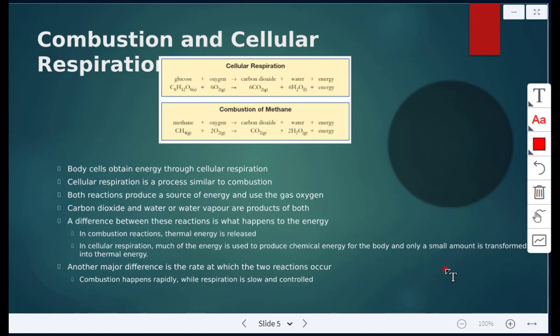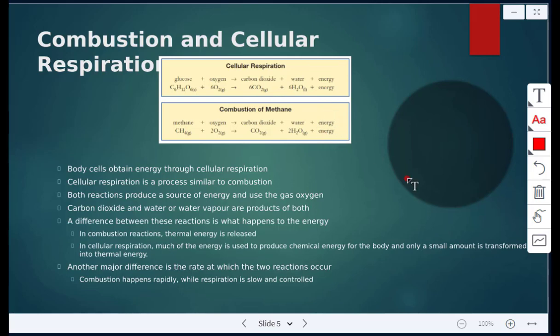Next is the similarities and differences between cellular respiration and combustion. In this example, it's showing combustion of methane, and then we're seeing the top equation here for cellular respiration. Body cells get their energy from the process of cellular respiration, and it is a similar process to combustion. If you look here, both processes require oxygen, and both of them are producing carbon dioxide, both of them are producing water, and both of them are producing energy.